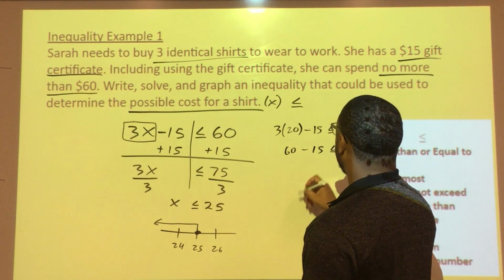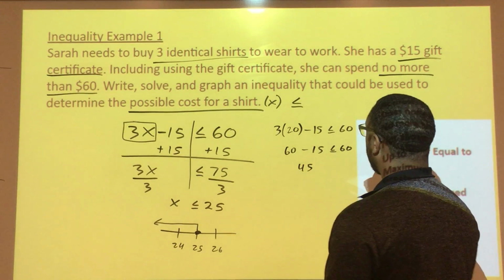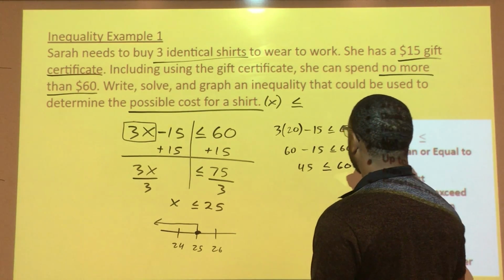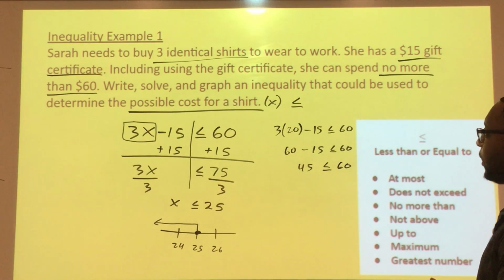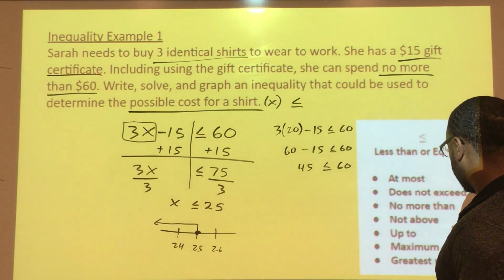And then 60 minus 15 is going to give me 45. Now, is 45 less than or equal to 60? And indeed it is. It's less than. So that's proof that when I plug in a number that is less than 25, the inequality is true.